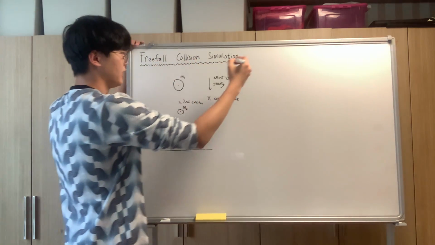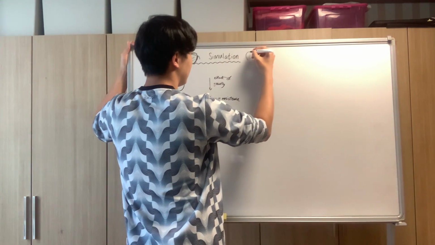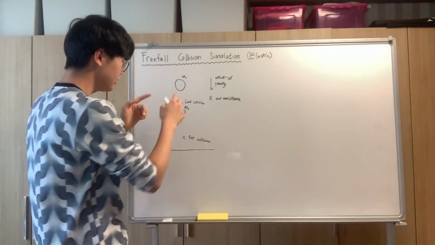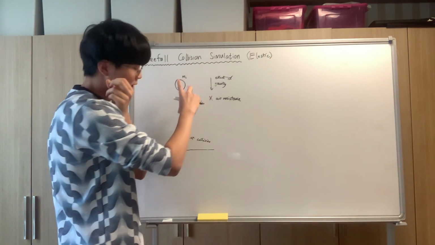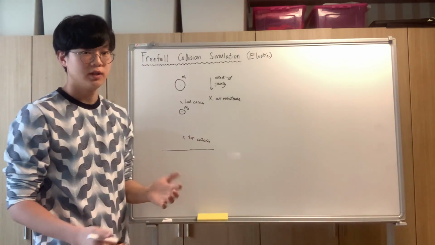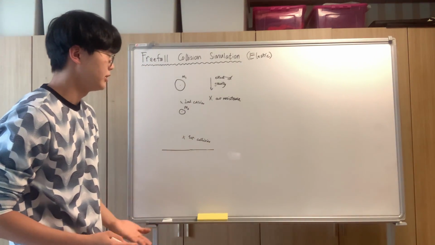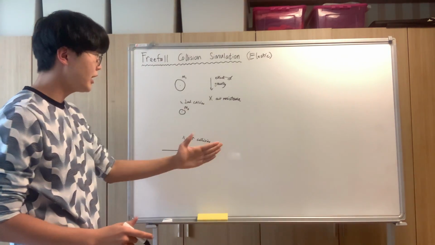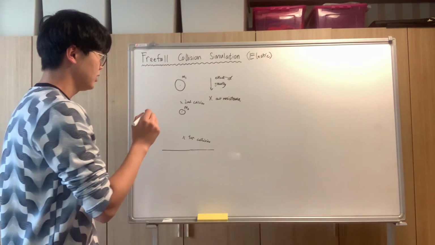We're also assuming that the collisions between these two balls are elastic, so there's no loss in the total mechanical energy of the system, and so the system will never stop. And so what would happen in these collisions?